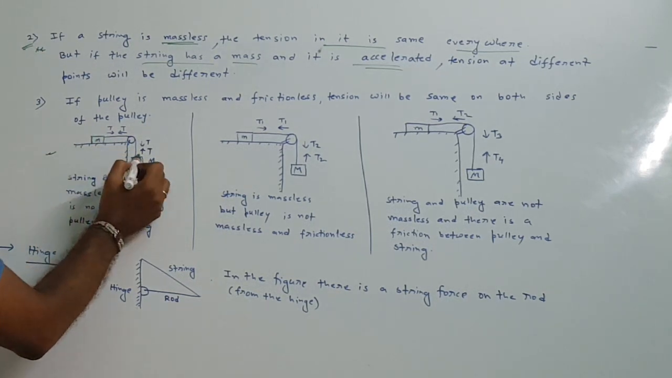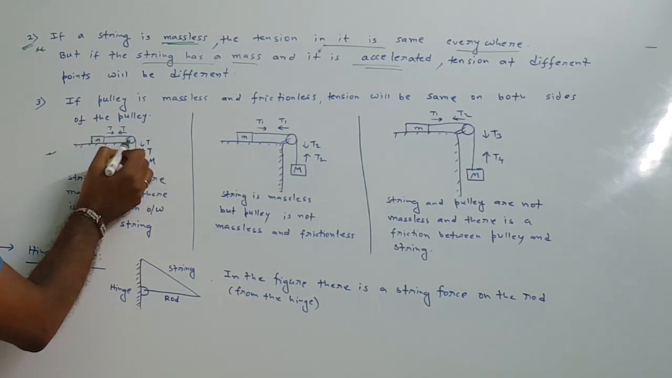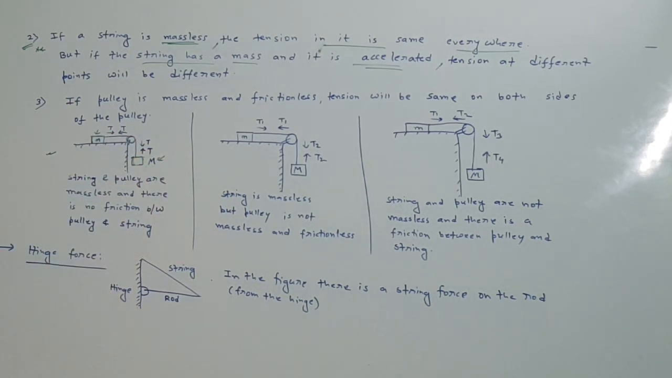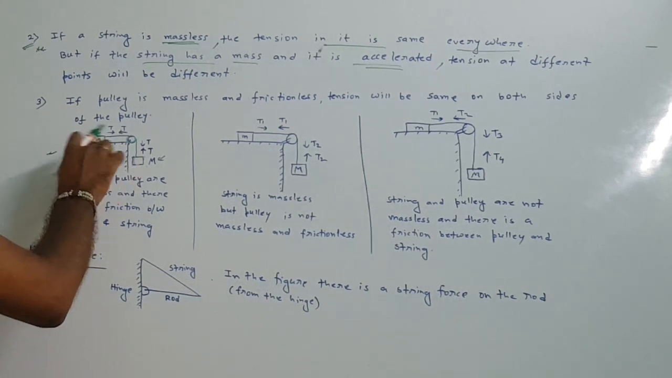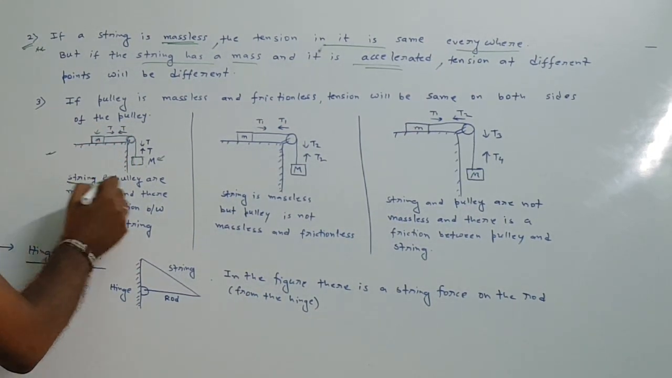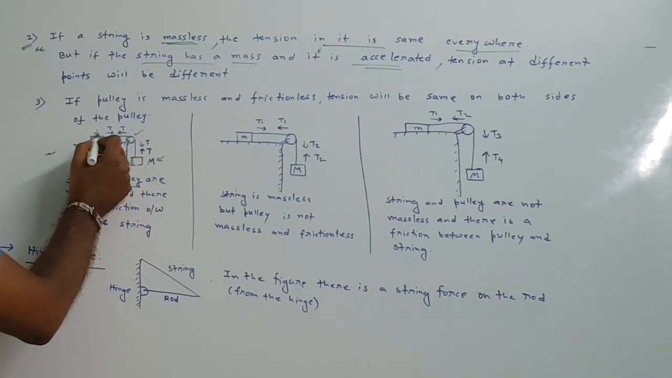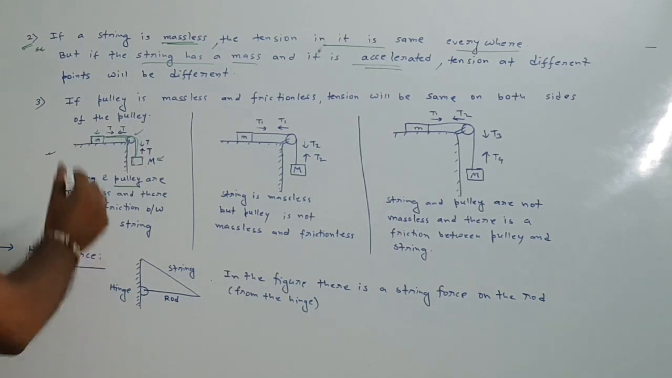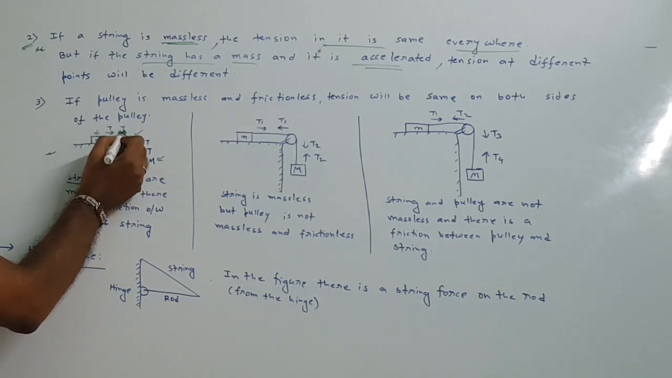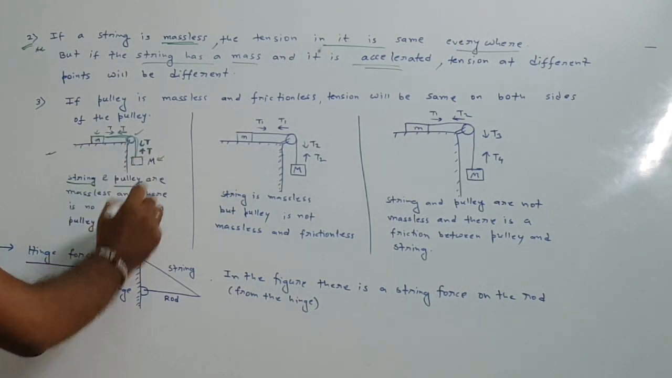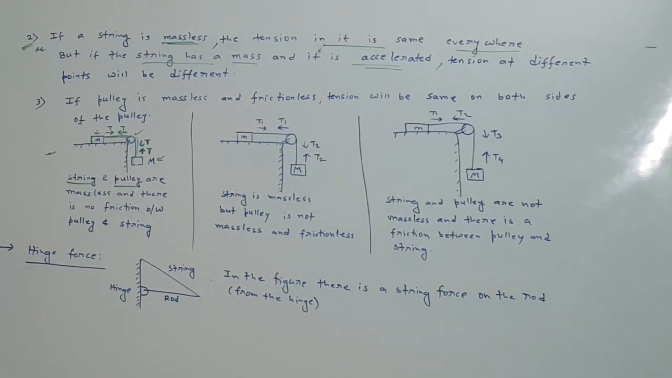Here two bodies are attached with a pulley system, and the mass of this is small m and this is capital M, let us say. Here we have assumed that the string and pulley, both of them, are massless. This is the pulley and this is the string. That's why, as you have noticed, this tension is the same. And in the board level lecture, I have already told you how to find these tensions.